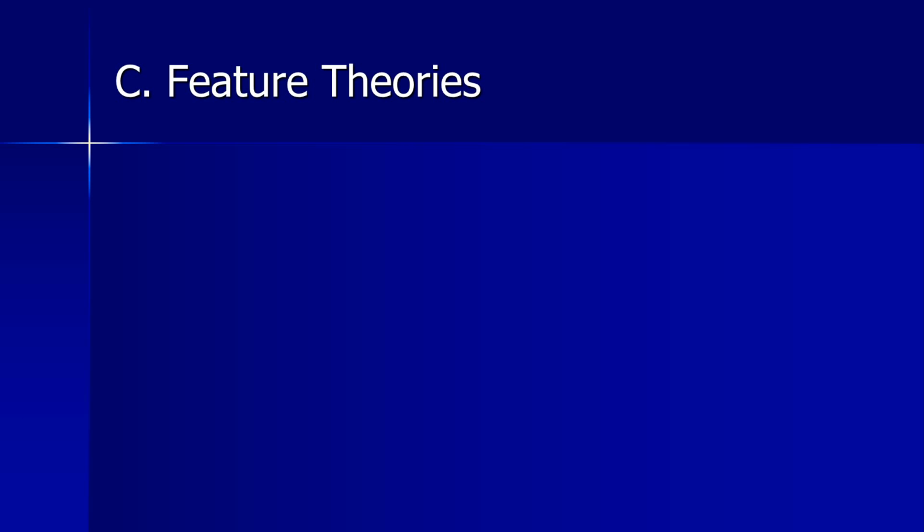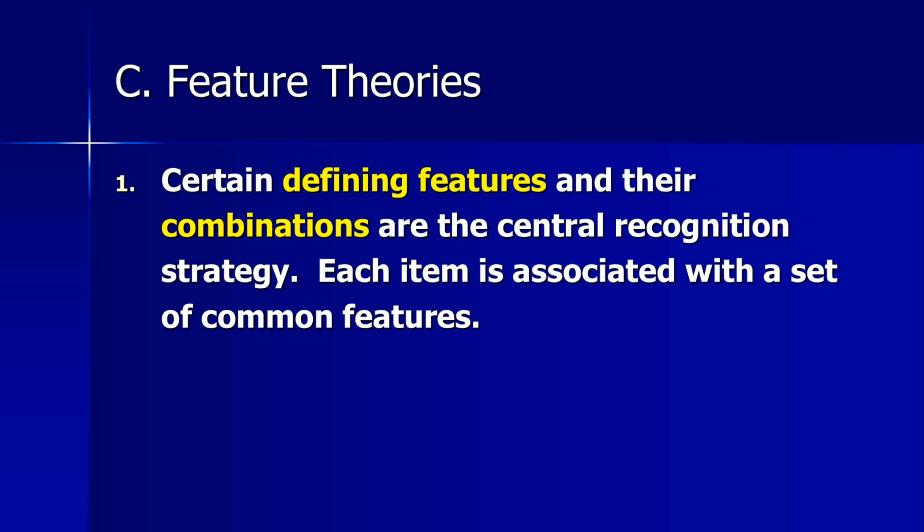The second predominant theory in explaining pattern recognition are what we call feature theories, or feature detection theories. The basic idea here is that certain defining features and their combinations are the central recognition strategy. Each item is then associated with a common set of features. So rather than having to have an individual template for each item we can recognize, as long as the features are there and they're combined in the right sort of way, we can recognize it as what it's supposed to be. And there's a variety of evidence for this, and we'll take a look at some behavioral evidence today, and then we'll also look at some neuroscience evidence in the weeks coming.